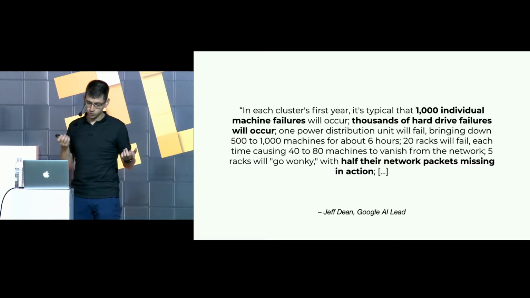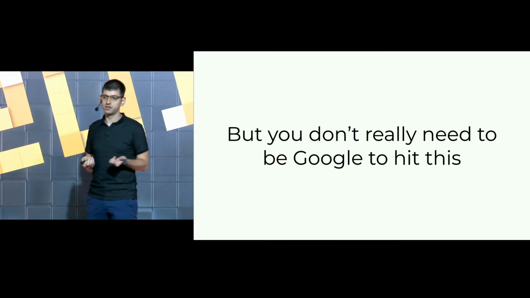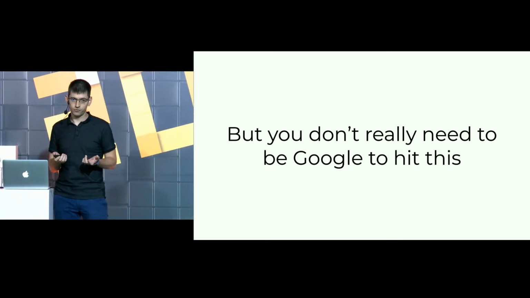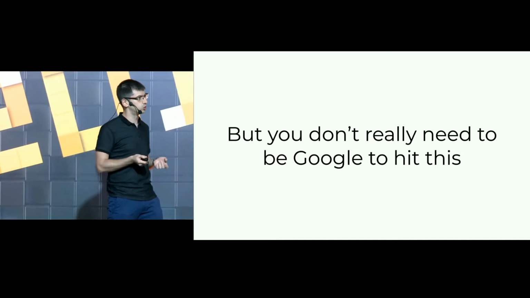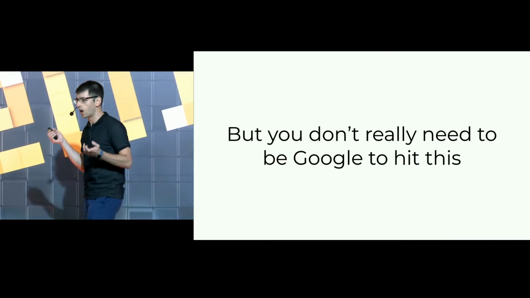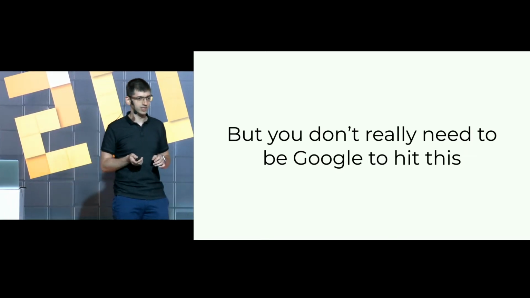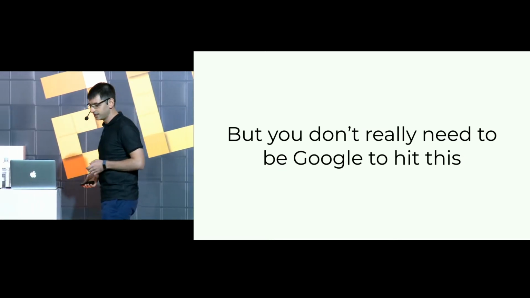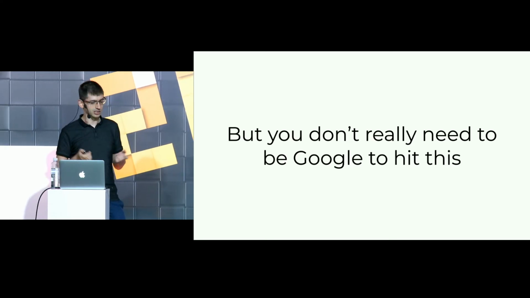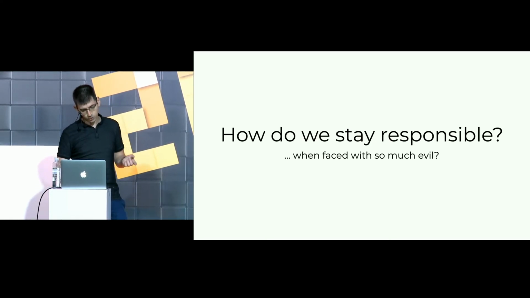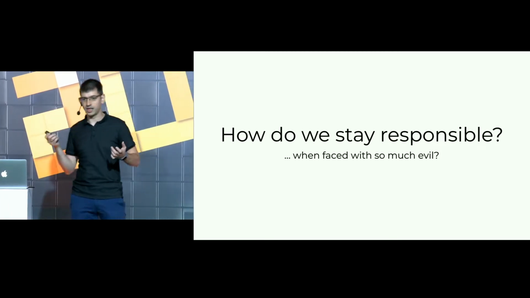So this is the Google scale, but you don't really need to be Google to hit this. At the company that I work at right now, we're very far from the scale of a whole data center, but we still hit individual instance failures maybe once a week or once every 2 weeks. We've heard from Amazon that this is because we're using one of the new instance types, so they're not stable yet. But the fact is, we are using a production AWS instance and it's failing constantly. So how do we stay responsible when faced with so many machine failures?